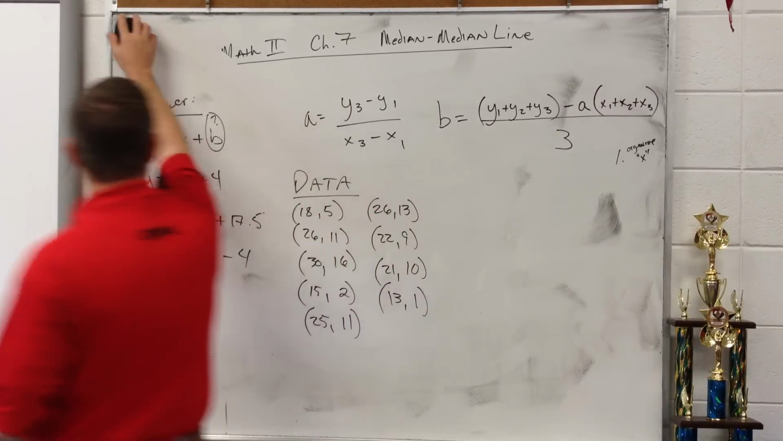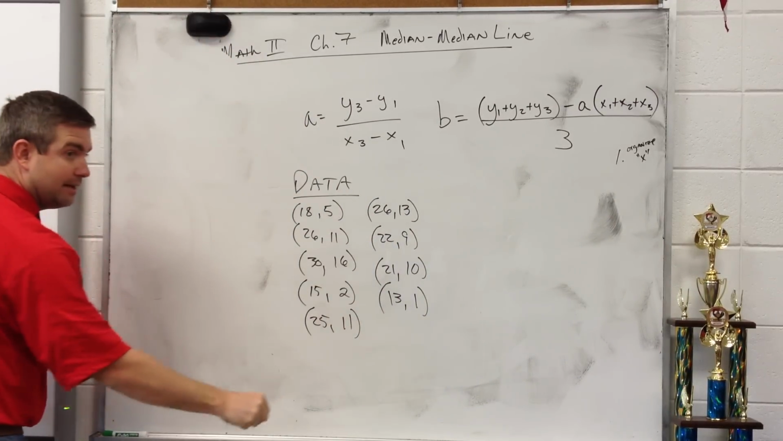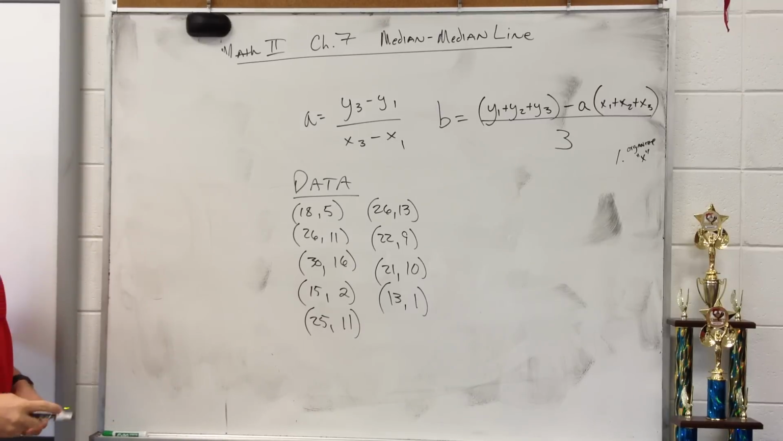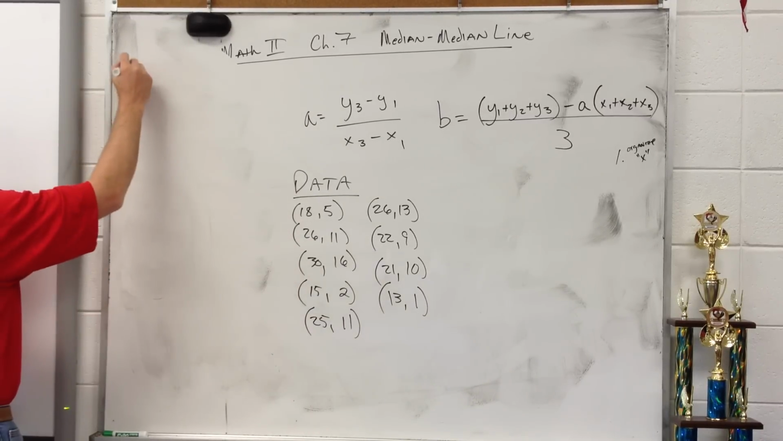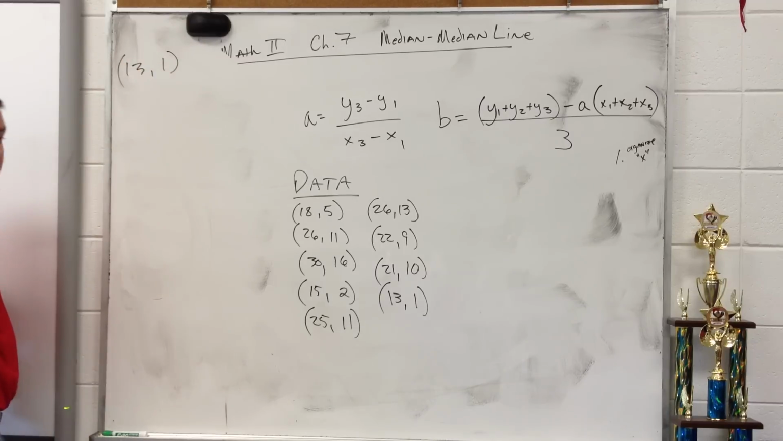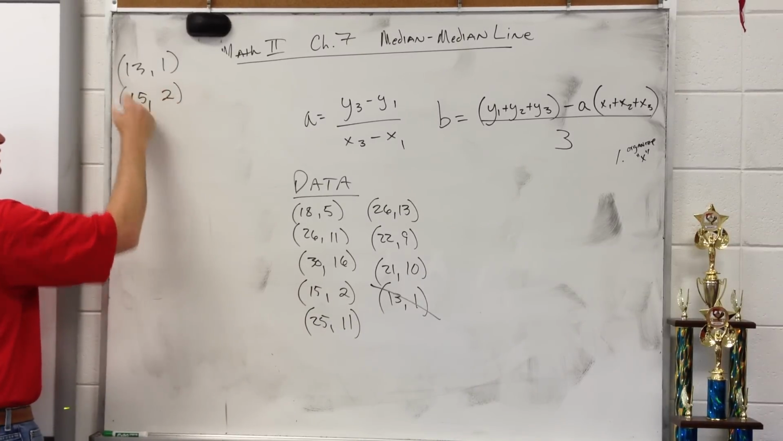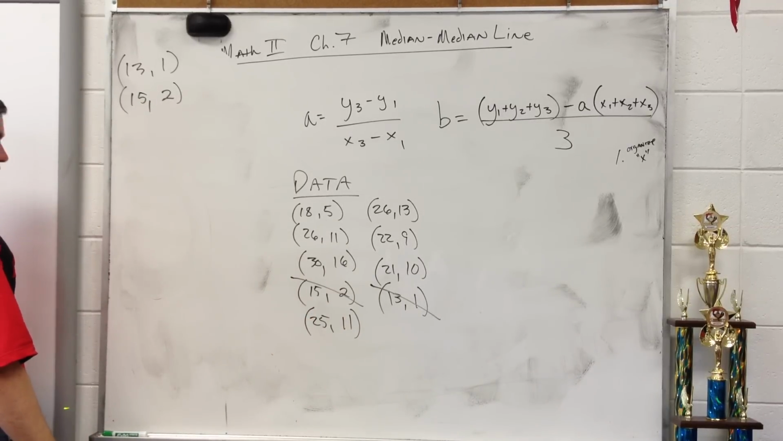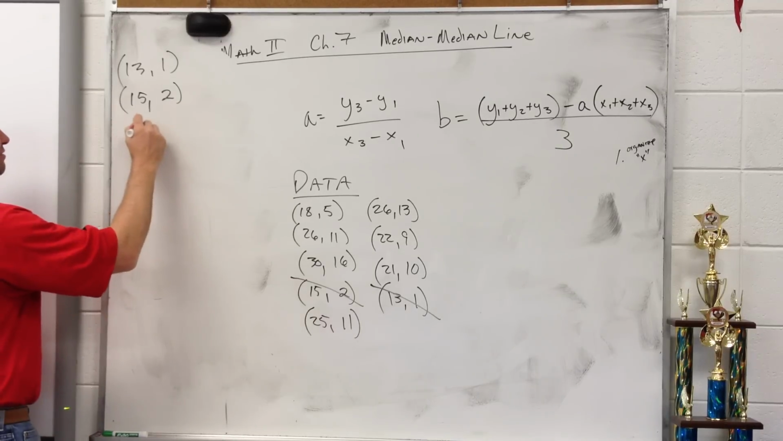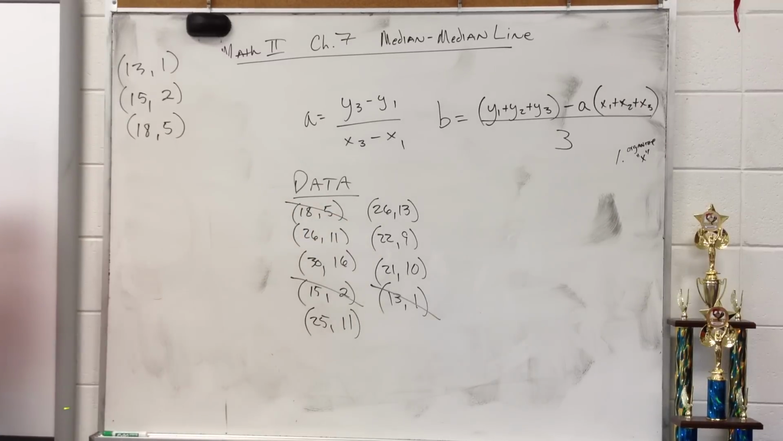Okay? I'm running out of room, so I'm going to do it over here. Okay, so I'm going to organize my data and do it in my X values over here. What's my smallest X value? 13. So 13:1. There's my first data value. Cross it out. What's my next data value? 15:2. Remember, it doesn't matter what your Y is. All right, how about the next data value? 18:5. All right, I'm going to leave a little space and you'll see why in just a minute.